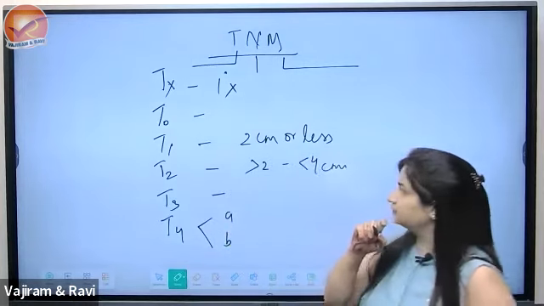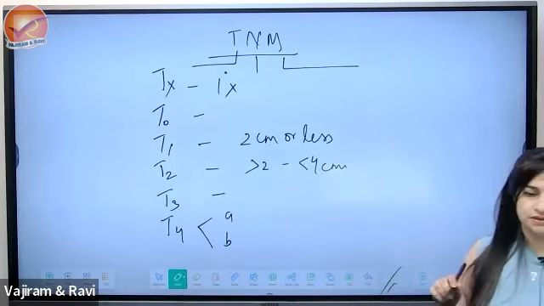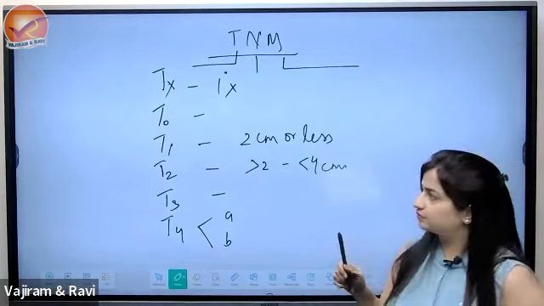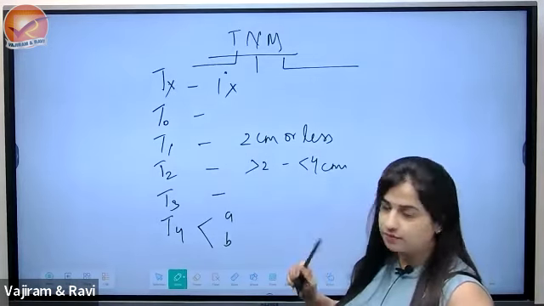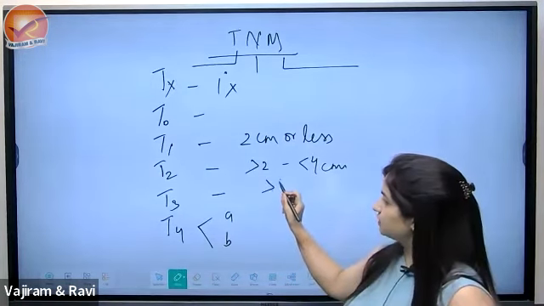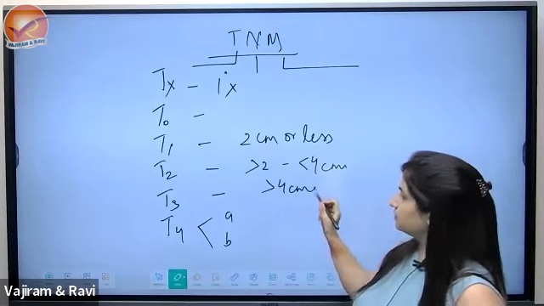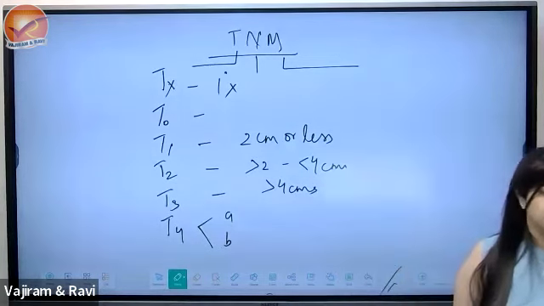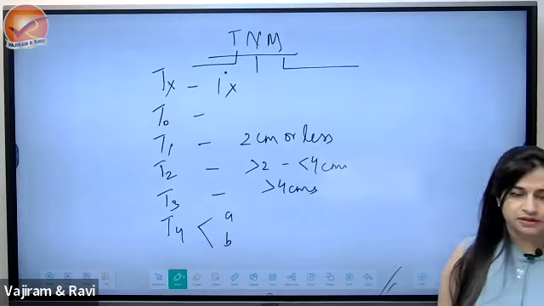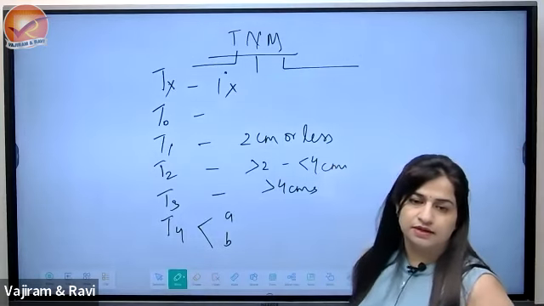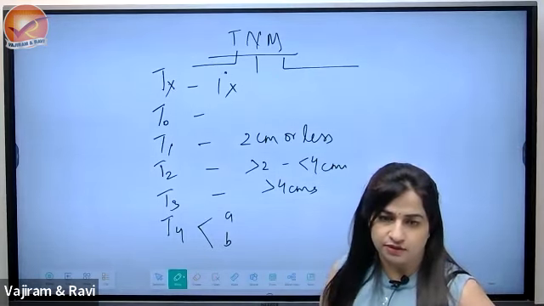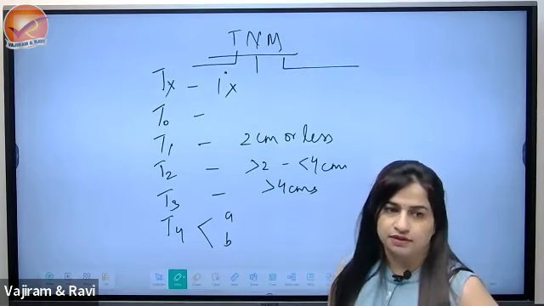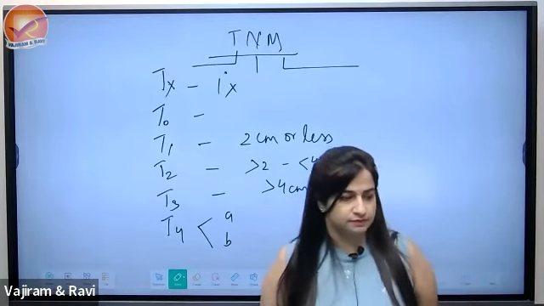Then T3 is limited to thyroid, but more than 4 centimeters. Then T4 is extending beyond the thyroid capsule, irrespective of the size.